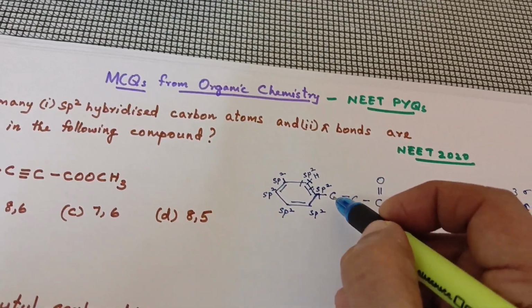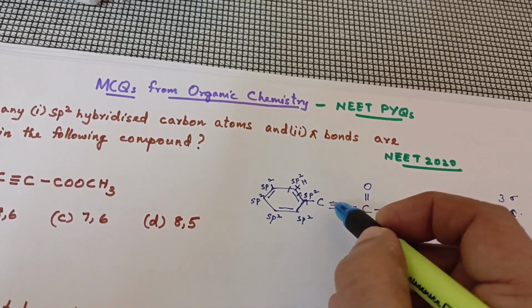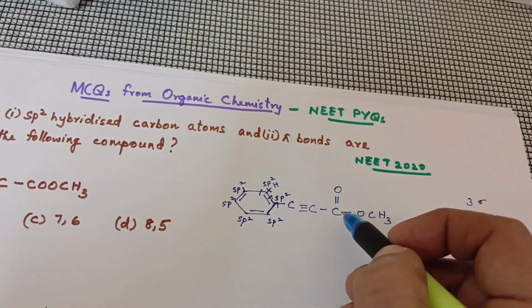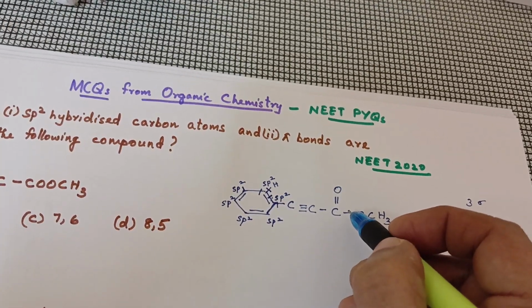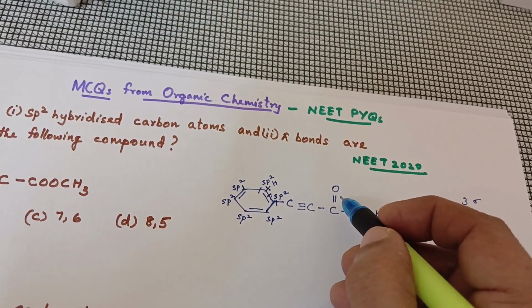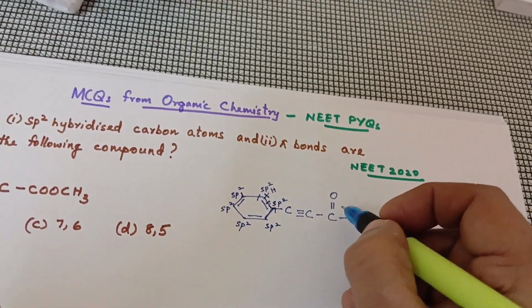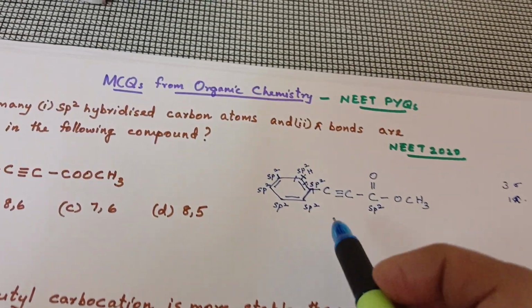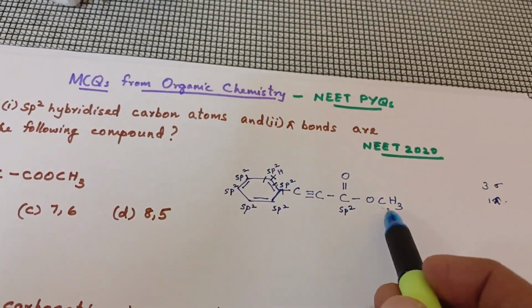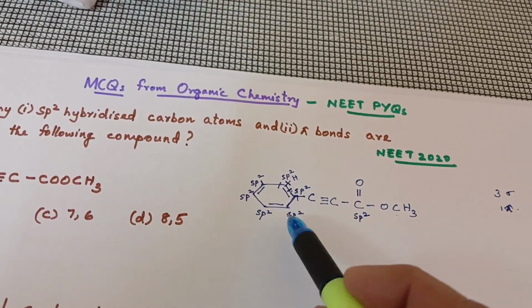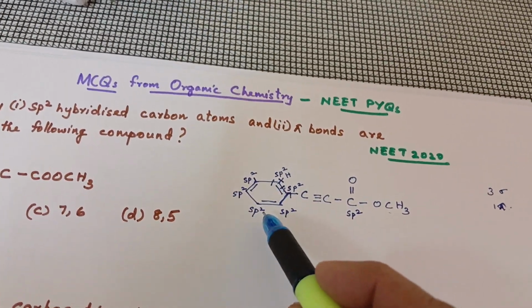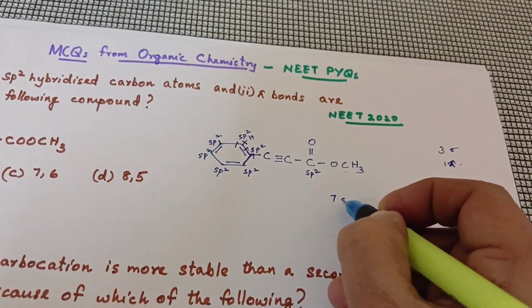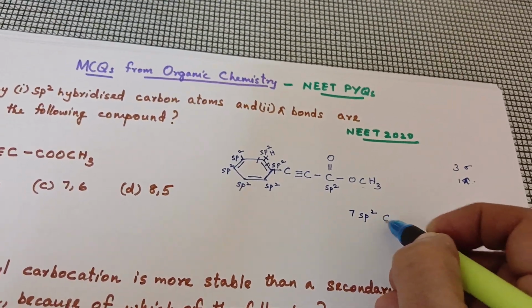Now what about this carbon? This is 1 bond here and 3 bonds here. So these two are sp hybridized carbons. What about this carbon? Again 1 sigma, 1 sigma, 1 sigma and 1 double bond. So you have this also as sp2 hybridized. So this is sp3. Now how many sp2 hybridized carbons? 6 on the benzene ring and 1 here. So you have 7 sp2 hybridized carbons.